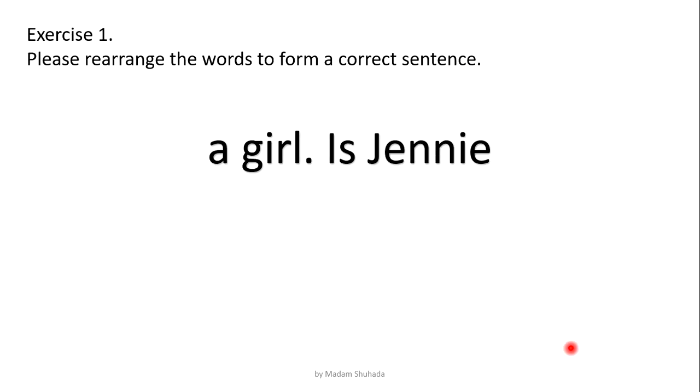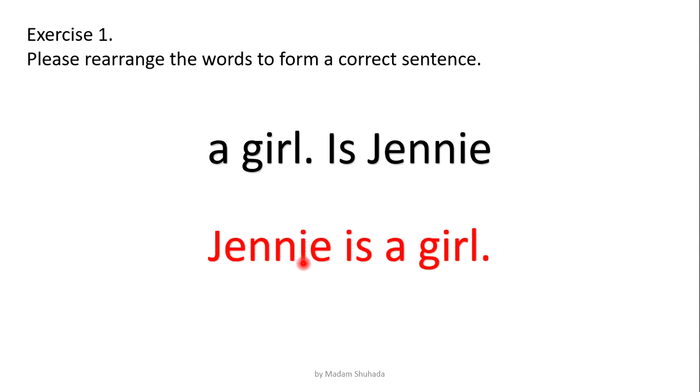Okay, now let's do exercise 1. I want you to rearrange these words to form a correct sentence. A girl, full stop, is, Jenny. So try to write. You can pause this video and write the answer in the comment section. Okay, now let's check the answer. Jenny is a girl. Jenny is the subject, is is the be verb. A girl is a statement, a condition, or a situation.